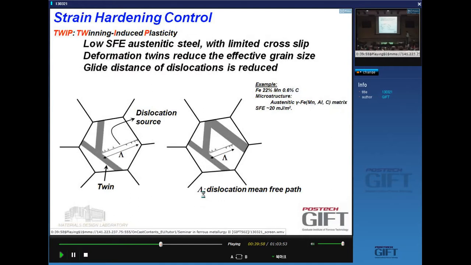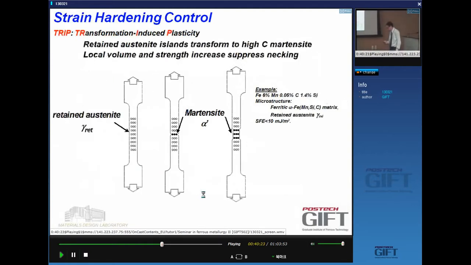So as you deform, you get more deformation twins, and you basically reduce the grain size effectively in a dynamical way. Yeah? In this case, this is a stacking fault energy controlled solution, and you need about 20 millijoules per square meter to have this work. But it's an austenitic steel. It's a single phase steel.